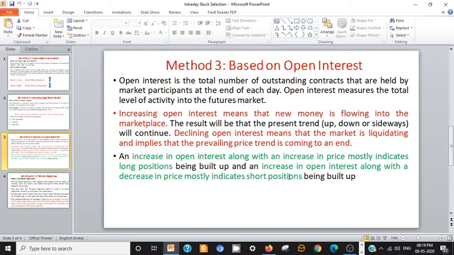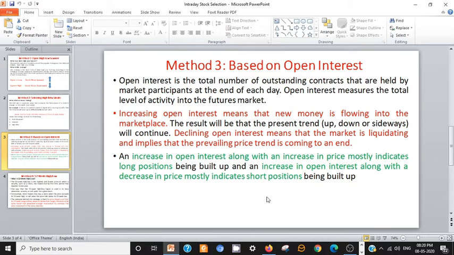An increase in open interest along with an increase in price mostly indicates long positions. That means if you select stocks based on open interest along with an increase in price, you get a list of stocks showing a bullish trend. Similarly, an increase in open interest along with a decrease in price indicates short positions. So when you select stocks on this criteria, you get a list of stocks showing a bearish trend.